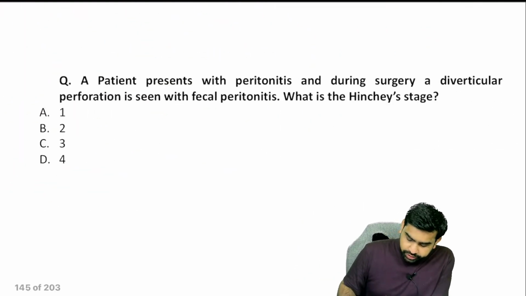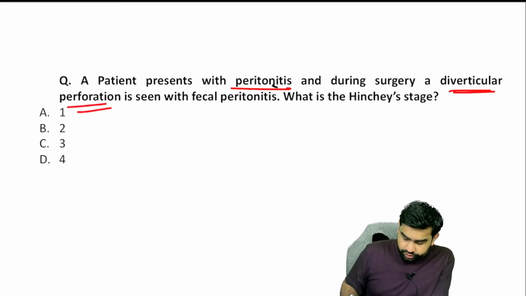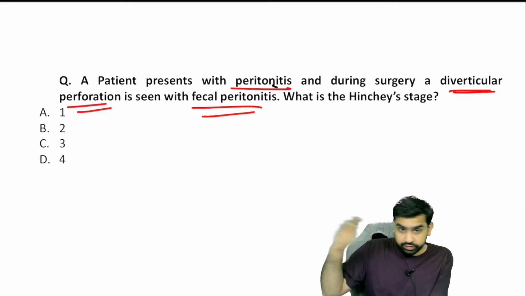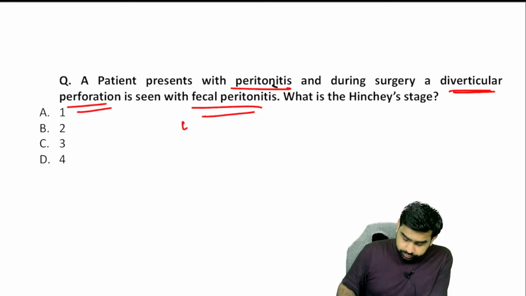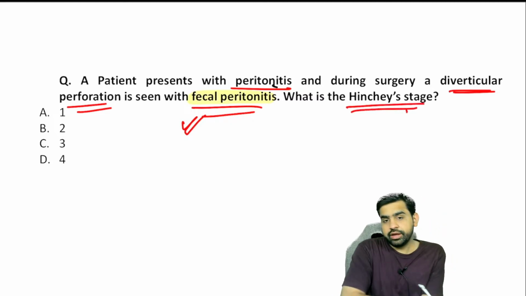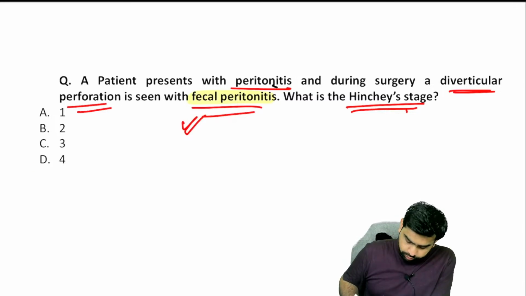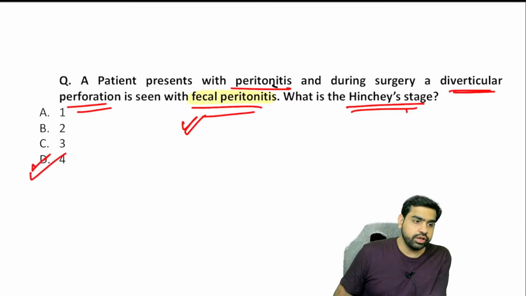Now, a patient presents with peritonitis, and during the surgery, a diverticular perforation is seen with fecal peritonitis. So the patient had peritonitis, and during the surgery there was a diverticulum which had perforated, and the patient had fecal peritonitis. What is this Hinchey stage? Can you please help me? What is this particular Hinchey stage? Yes, it is 4. This is Hinchey's classification, Hinchey type 4.